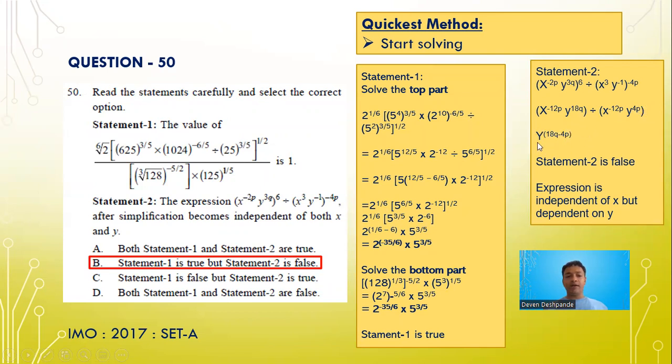So it is not independent of both x and y. It is still dependent on y. The value is still dependent on y. So statement 2 is false. So statement 1 is true and statement 2 is false.